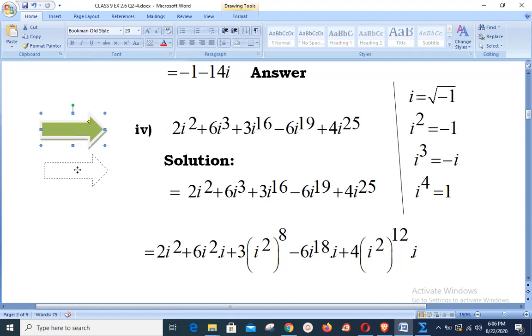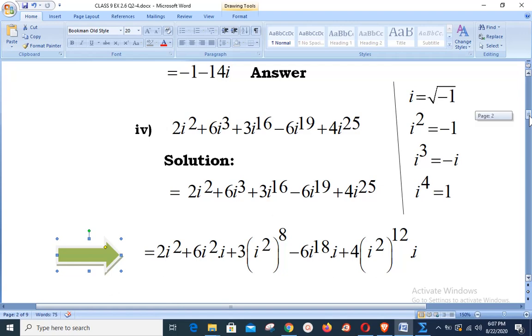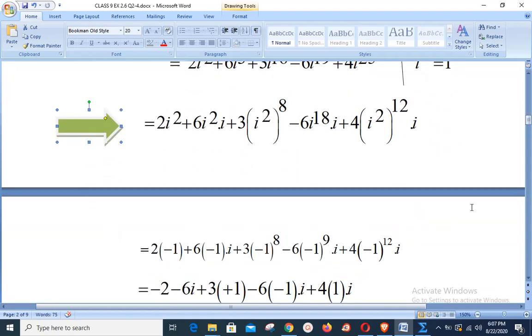So likewise, the first step of the solution remains the same. In the next step, the first term 2 iota square remains the same. 6 iota cube can be written as 6 iota into iota, plus 3 into iota power 16 can be adjusted as iota power 2 whole power 8, minus 6 into iota power 19 can be written as iota power 18 into iota, plus 4 into iota power 25 can easily be adjusted as iota power 2 whole power 12 multiplied by iota. Hope you are understanding the frame of breaking.